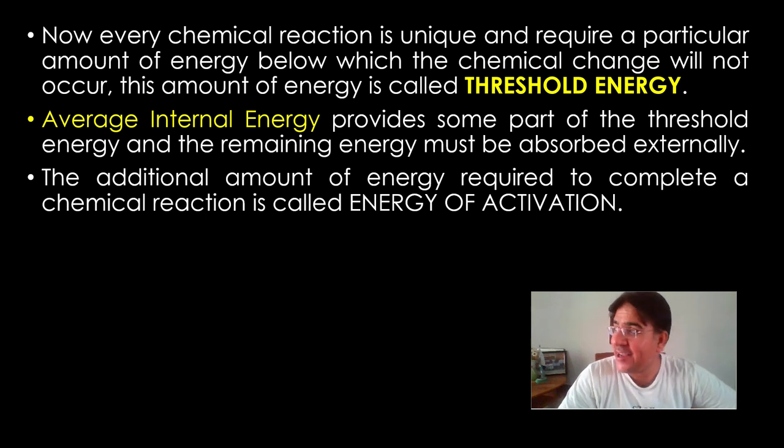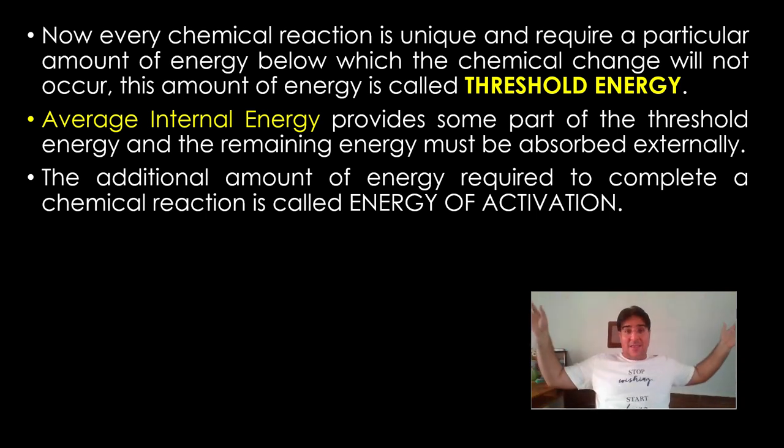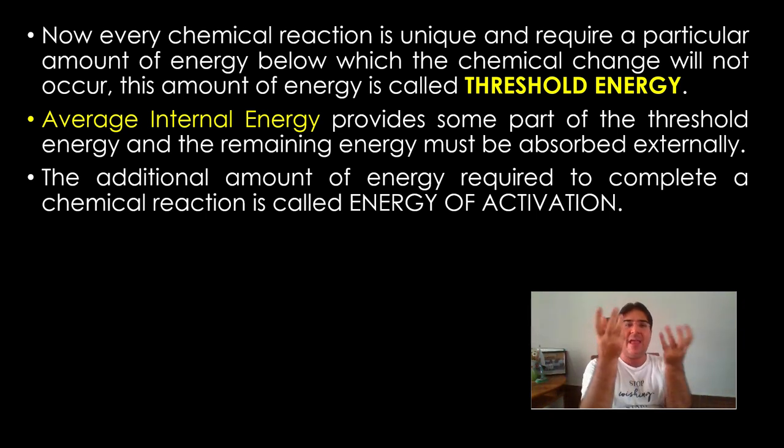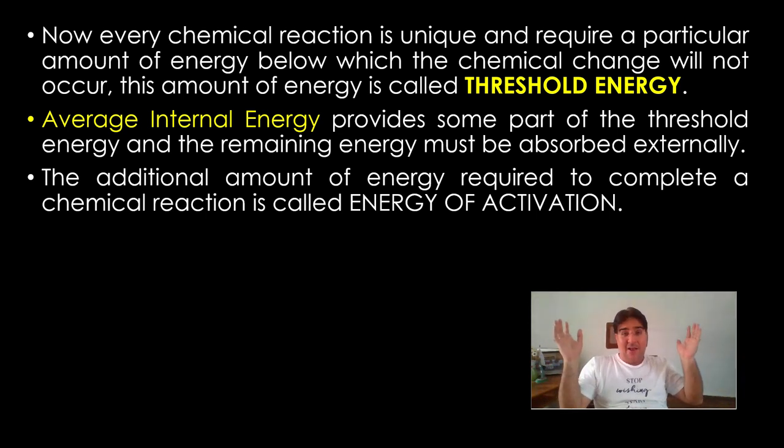So if a reaction has a large EA, it will take a lot of time because absorbing energy takes time. Absorbing heat is a slow process. So if a chemical reaction has a very high value of EA, it means it is getting very little energy from the internal energy and the remainder is mostly coming from outside.